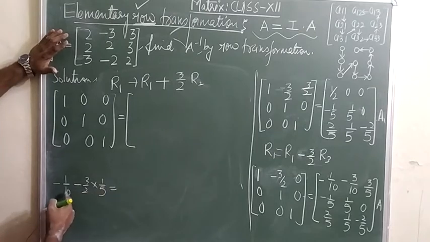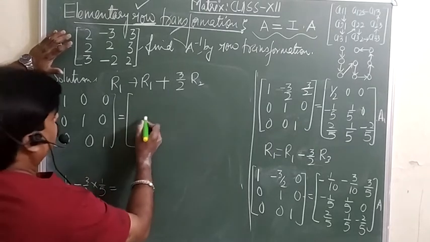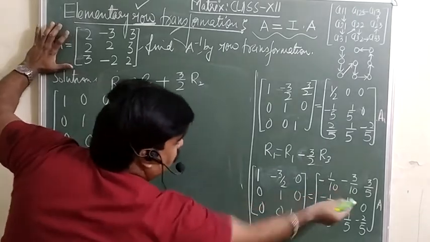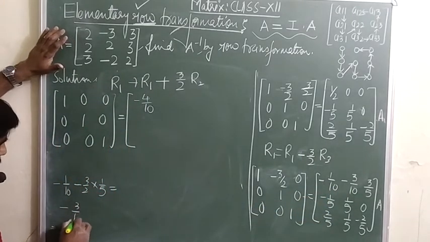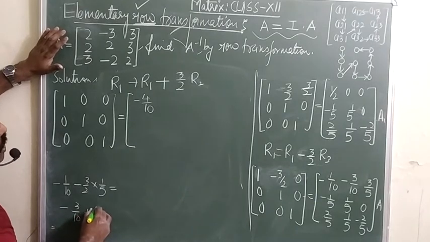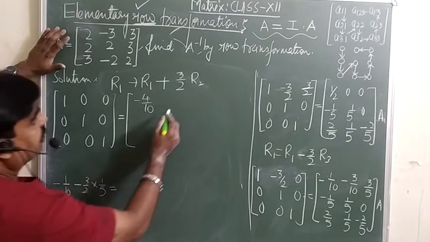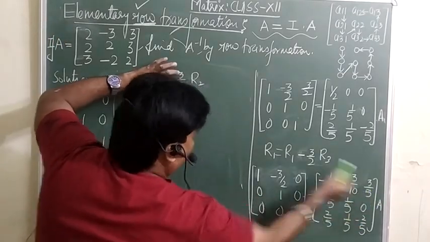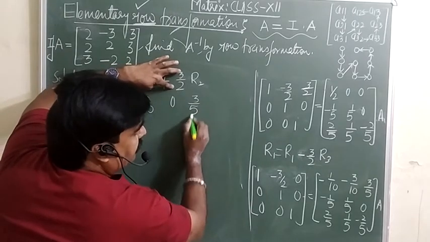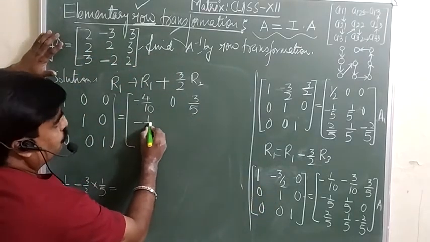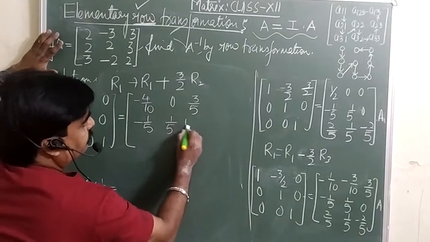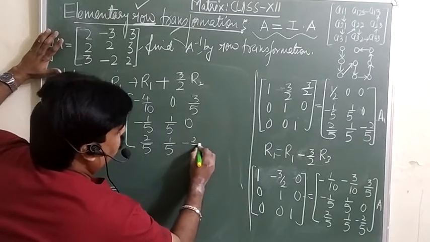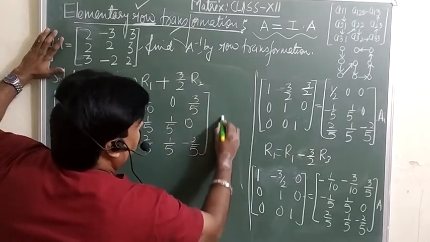So here you will get minus 4 by 10. Similarly from this one, minus 3 by 10, we are going to add 3 over 10, so you are getting zeros here. And here you will get 3 by 5 plus this one, so it will remain as it is, 3 over 5. And the rest of the terms are minus 1 over 5, 1 over 5, 0, 2 over 5, 1 over 5, and minus 2 over 5 into A.